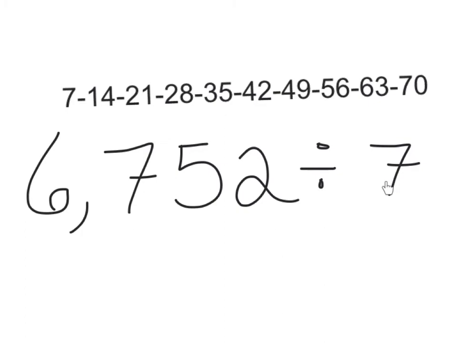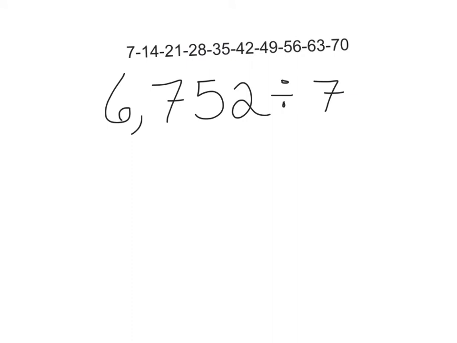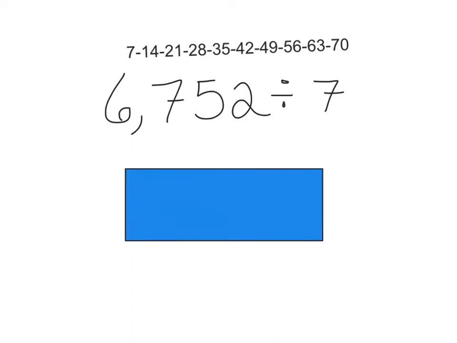6,752 divided by 7. Counting by the numbers: 7, 14, 21, 28, 35, 42, 49, 56, 63, and 70. All right, so here we go. First thing I want to do is create that area box. And bam, there she is.